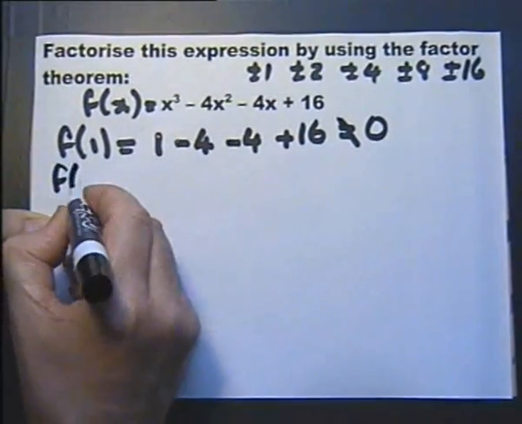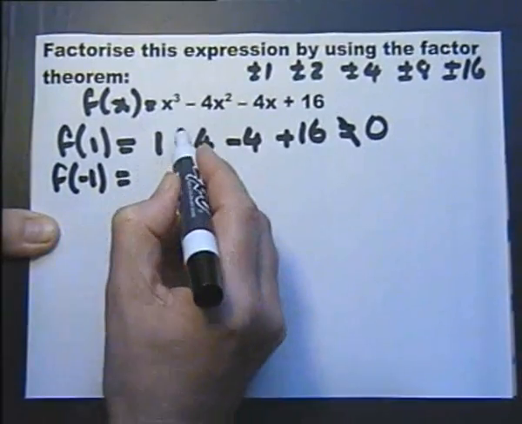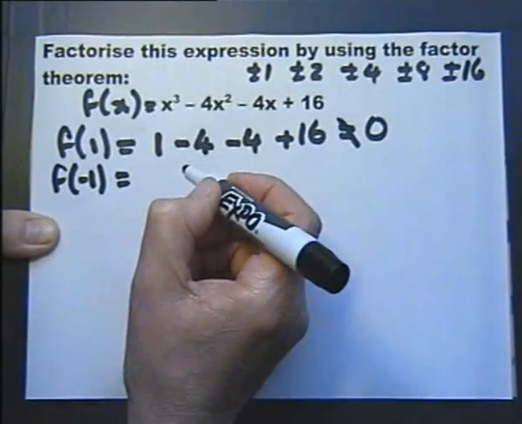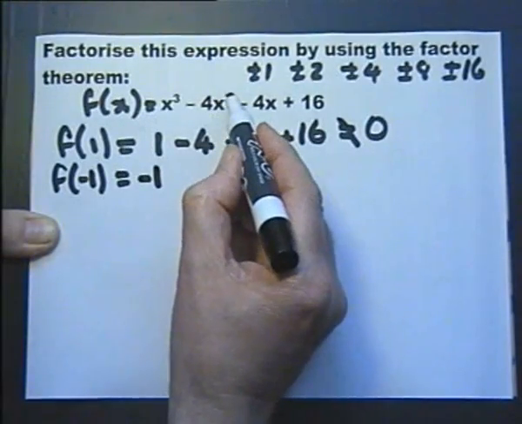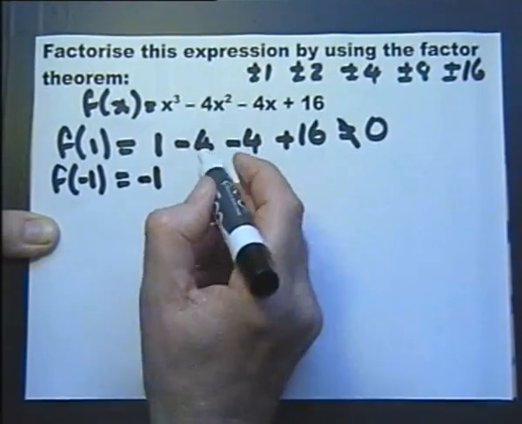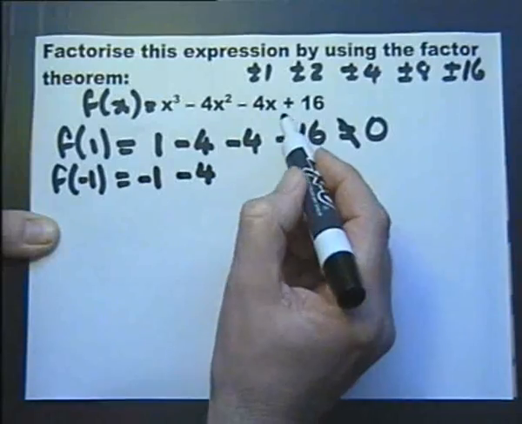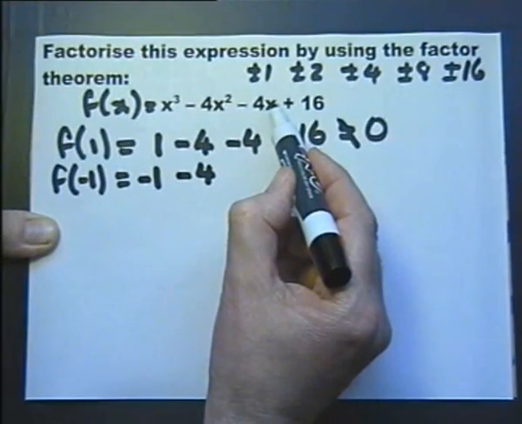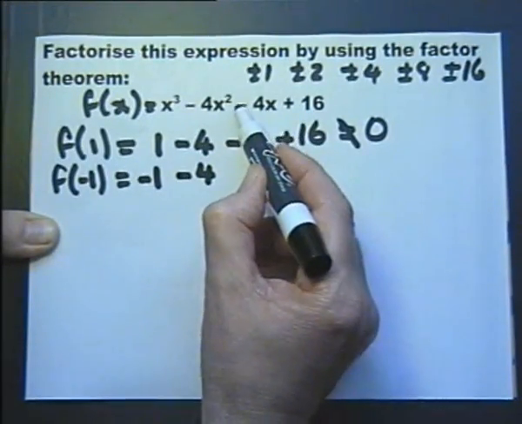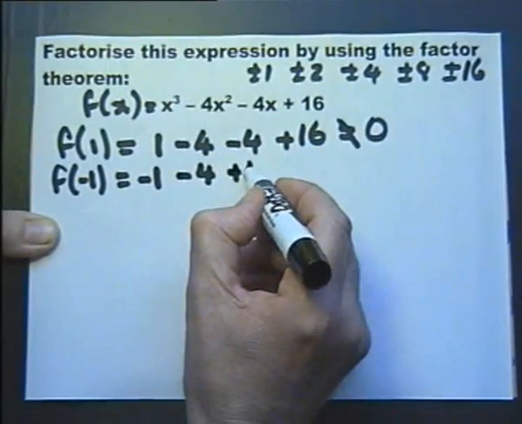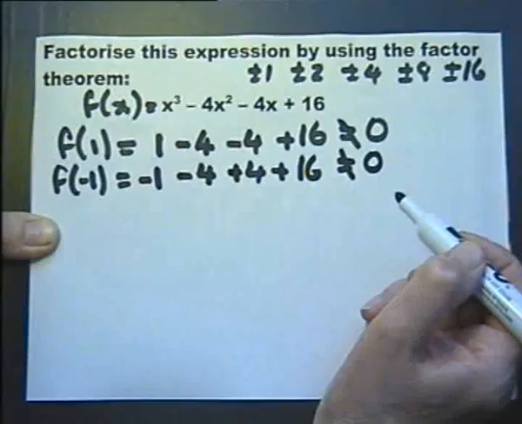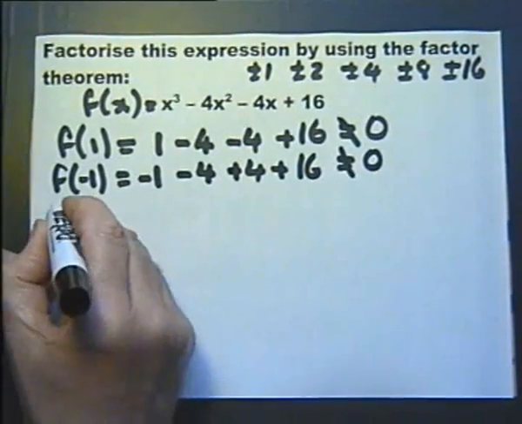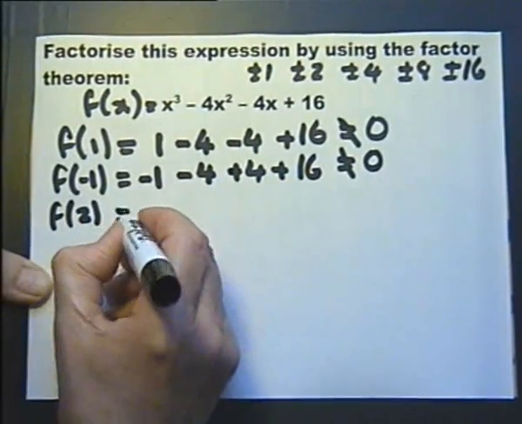Let's try x is minus 1. Minus 1 cubed will give me minus 1. Minus 1 squared is plus 1 multiplied by the minus 4. Minus 1 substituted into here will be minus 4 times minus 1, which is plus 4, plus 16. That doesn't equal 0.